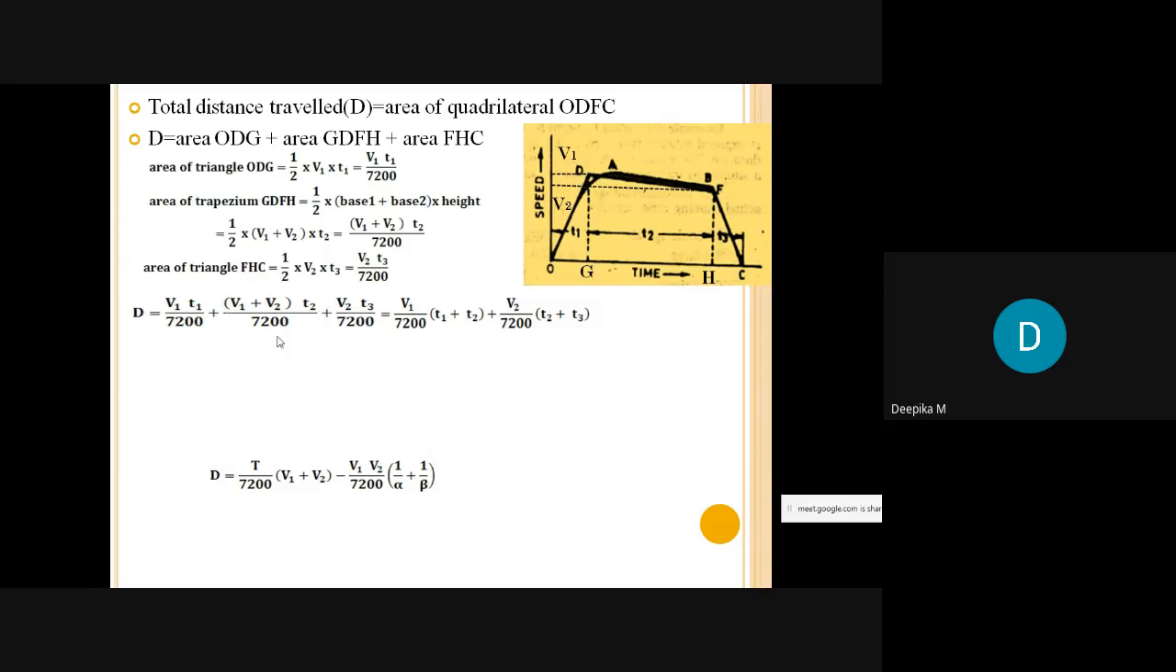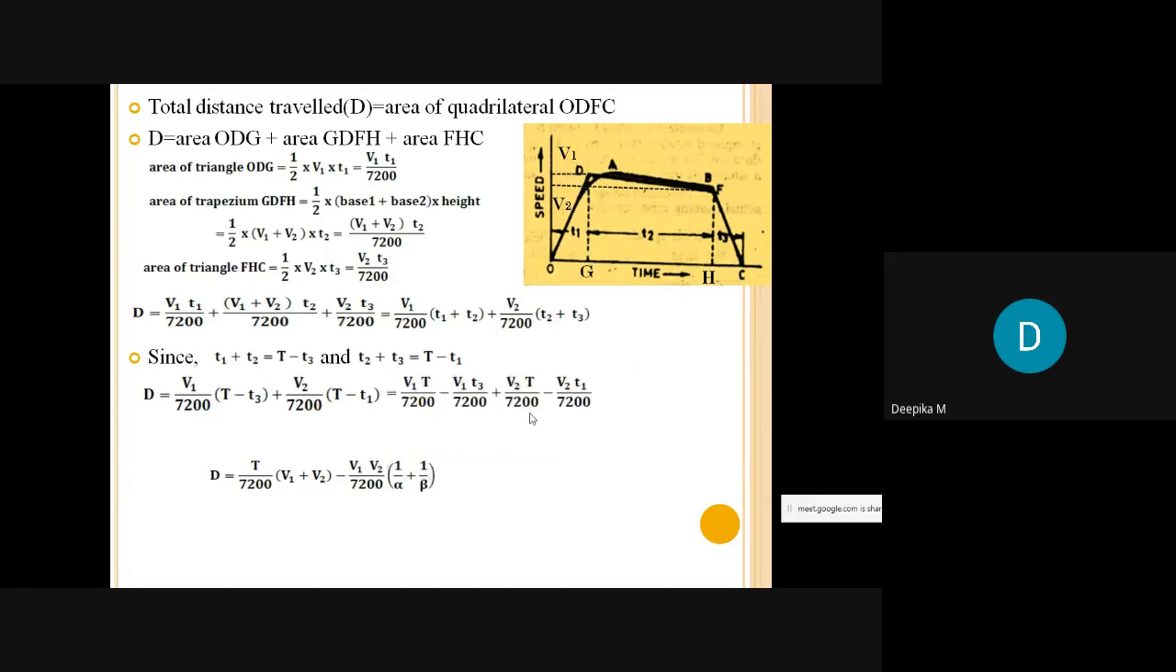Now I'll take V1 by 7200 as common from this term and this term, so I am left with T1 plus T2, and here also V2 by 7200 is common, so left with T2 plus T3. So we know that T1 plus T2 is nothing but T minus T3, and T2 plus T3 is nothing but T minus T1. Now I'll substitute over here. You see here, I have substituted that value.